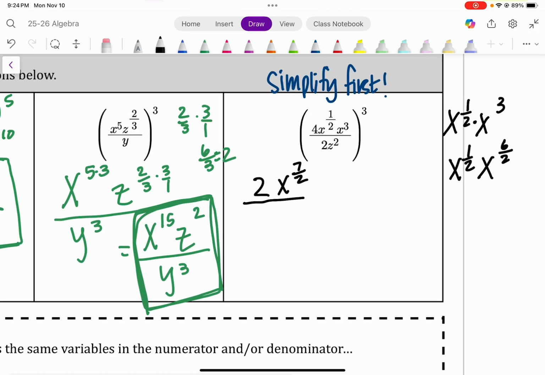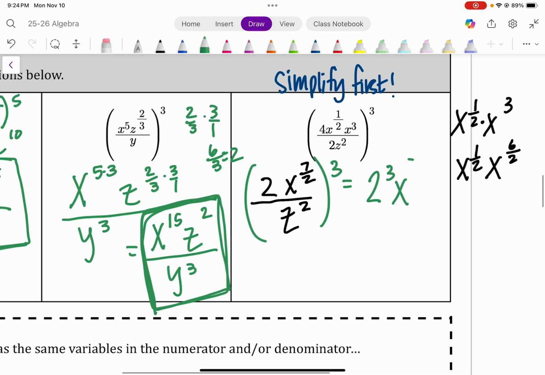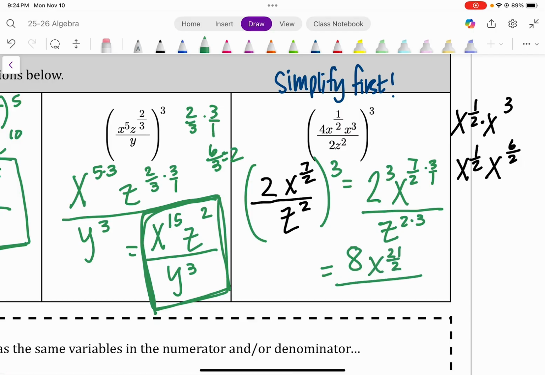And then the 2 went away in the denominator, z squared. And that all gets raised to the 3rd. So 2 cubed, x to the 7/2 times 3 over 1, and then z to the 2 times 3. Okay, and when we simplify that, 2 to the 3rd is 8. x to the 7/2 times 3, well, that's x to the 21 over 2 over z to the 6th.